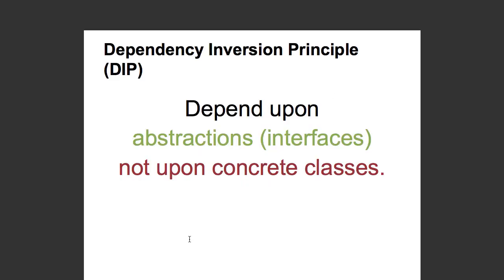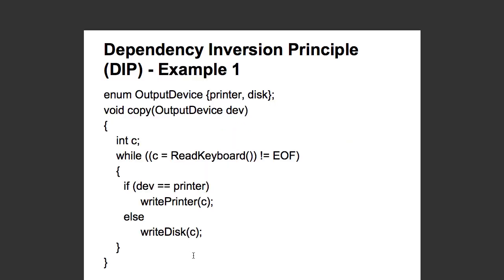The fifth principle that we will be talking about is the dependency inversion principle. It says depend upon interfaces or abstractions rather than concrete classes. What does that mean? Let's look at an example.